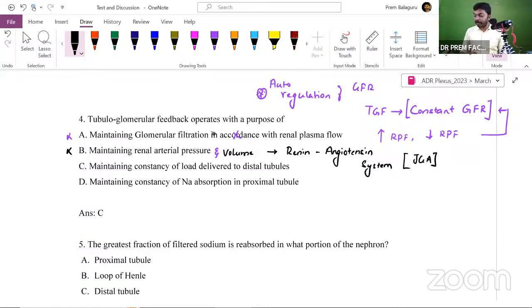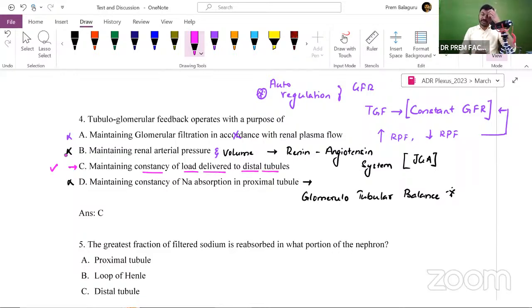So option C, maintaining constancy of load delivered to distal tubules. Let's keep this open. Option D, maintaining constancy of sodium absorption in proximal tubule. Again, that is wrong, people, because maintaining constancy of sodium absorption in proximal tubule is maintained by glomerulotubular balance. Glomerulotubular balance, doctors. So again, that is not involving tubuloglomerular feedback, and hence, by exclusion, option C is going to be the right answer, maintaining constancy of load delivered to distal tubules, right?